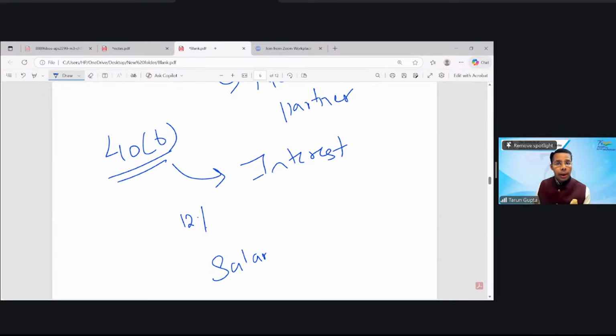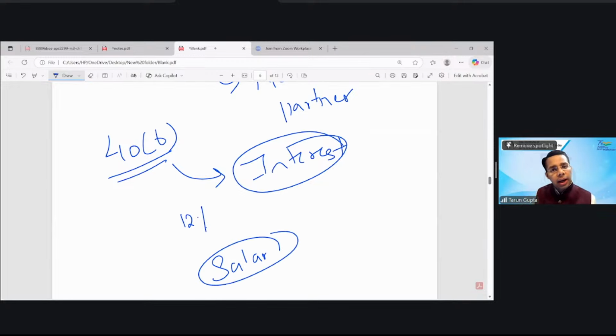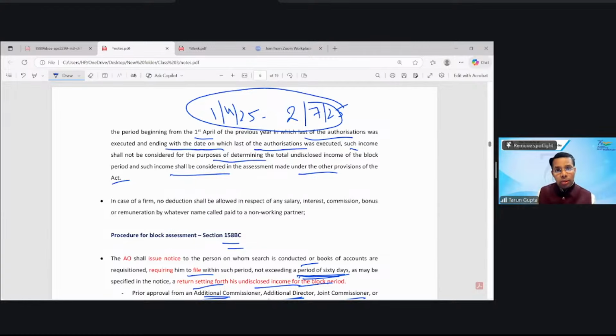You with me? But in case of search, any amount paid to the non-working partner is disallowed, whether it's interest or salary. Even the interest payment to the non-working partner is disallowed. So it says, in case of a firm, no deduction shall be allowed in respect of any salary, interest, commission, bonus, remuneration by whatever name called paid to a non-working partner. So even interest shall not be allowed. You with me? Okay. So we have done the major part of search.